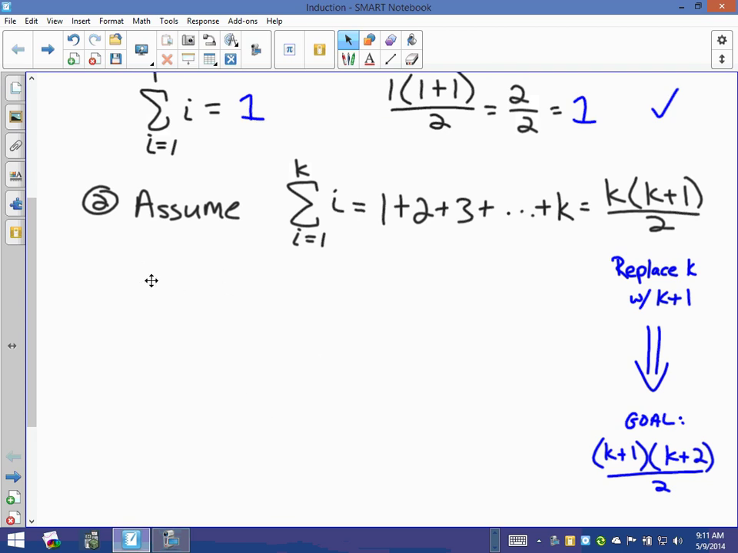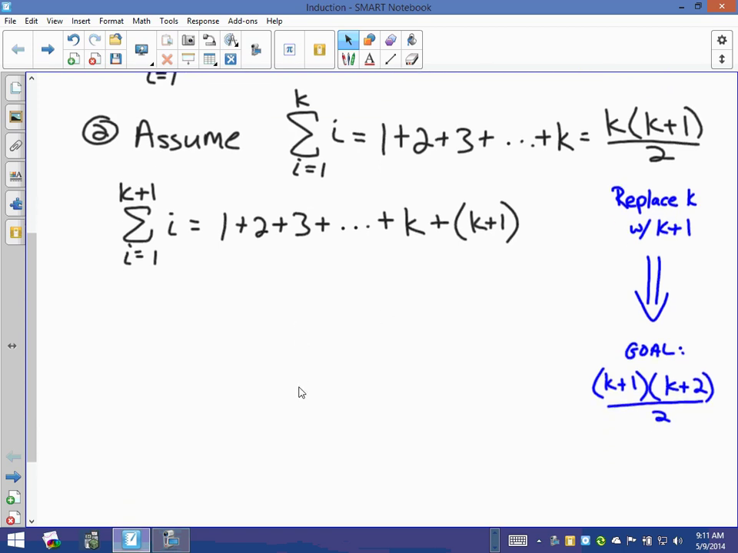So on the left side, when we replace k with k plus 1, we do so like this. The upper bound now becomes k plus 1. We're still starting at 1, but instead of stopping at k, we're going to go one more term. So when we do the expansion, we're going to do everything we did before, and then plus one more term, the k plus 1 term.